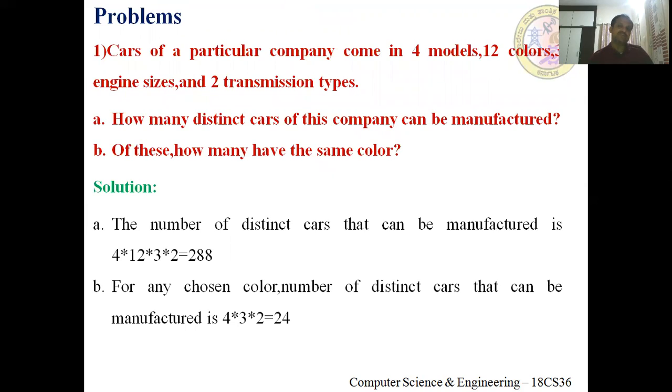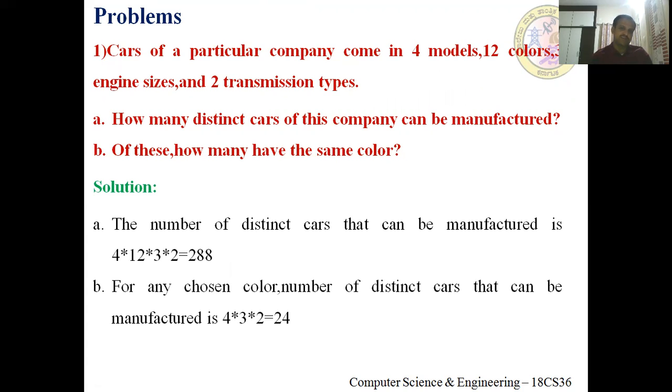Let us see some examples to illustrate the rule of sum and the rule of product. Cars of a particular company come in 4 models, 12 colors, 3 engine sizes and 2 transmission types. How many distinct cars of this company can be manufactured? Of these, how many have the same color? You take a company which has 4 models, then 12 colors and 3 engine sizes and 2 transmission types.